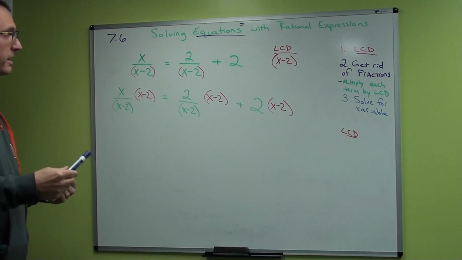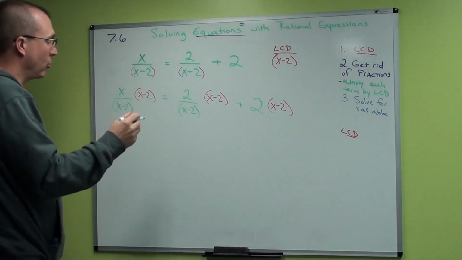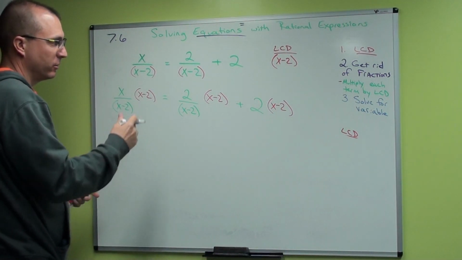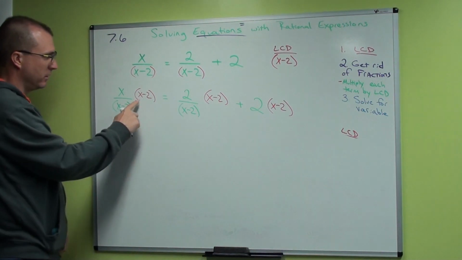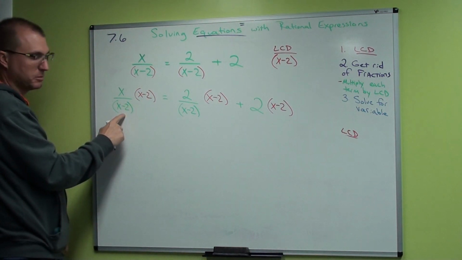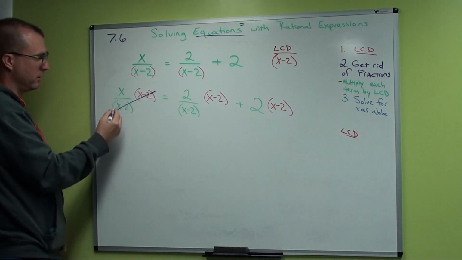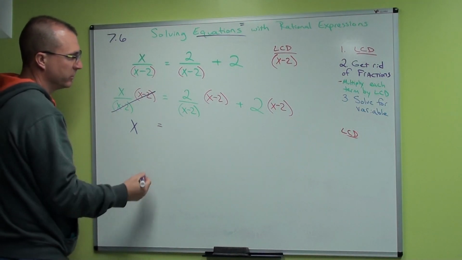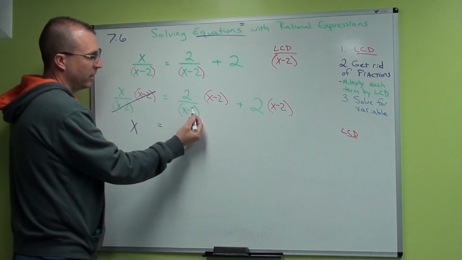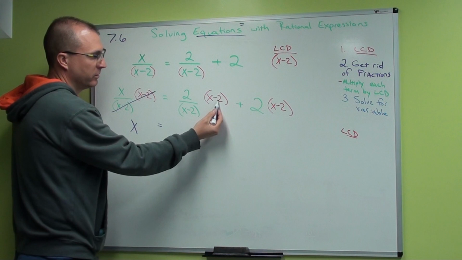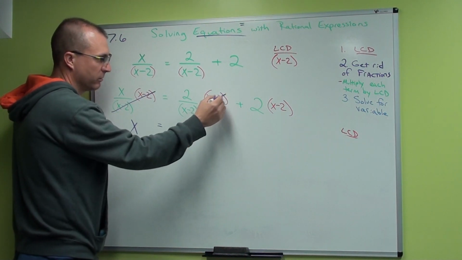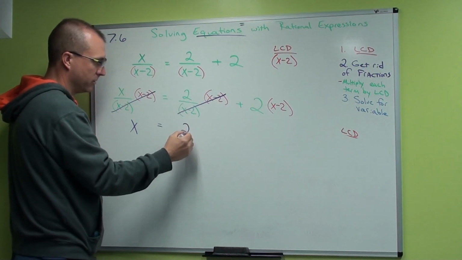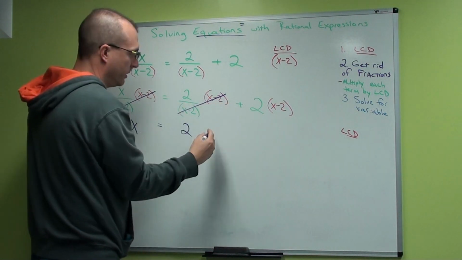Now you do the same exact steps. Can you cross anything out like we were crossing out those 5s in the last problem? Well, x minus 2 divided by x minus 2 is going to be nothing. x comes down. x is equal to 2 times x minus 2 divided by x minus 2. Cross that out. 2 comes down.